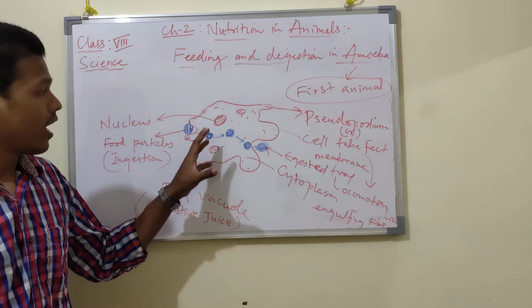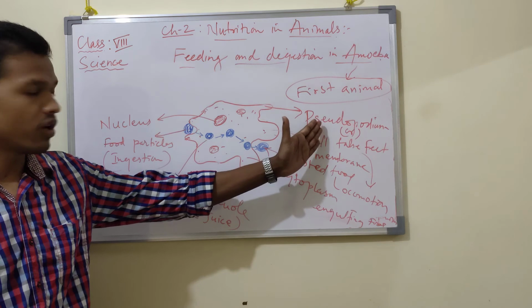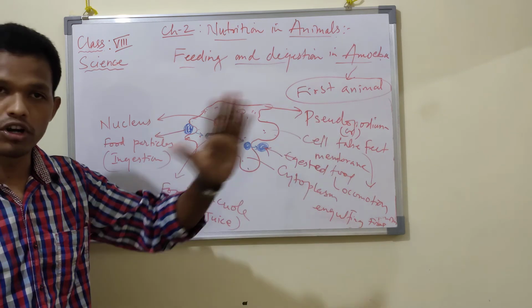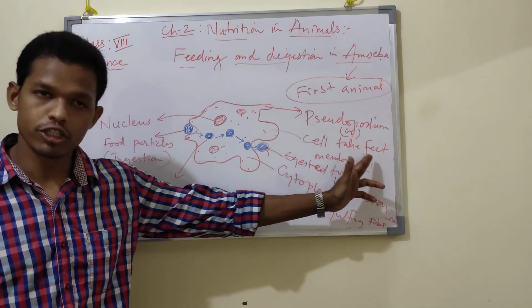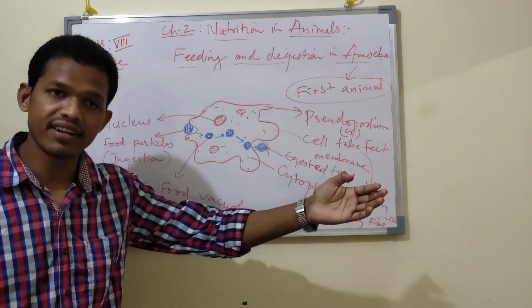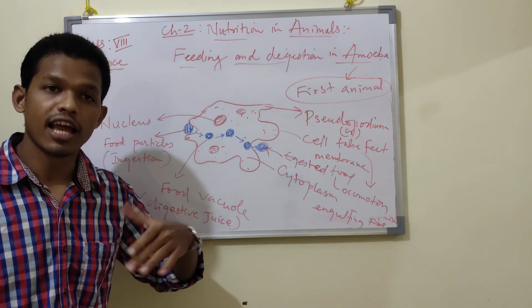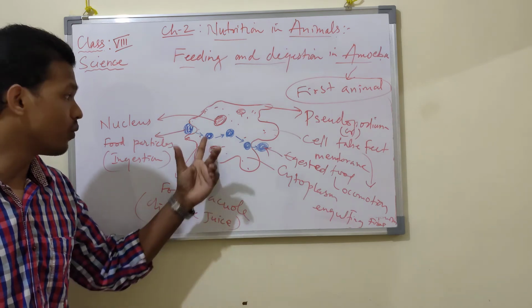structure of amoeba, and they have pseudopodia. What is the purpose of pseudopodia? Already you have got the idea. What is pseudopodia? Also called false feet. What is the function? They capture the food and help in movement. Also, these are called food vacuoles.